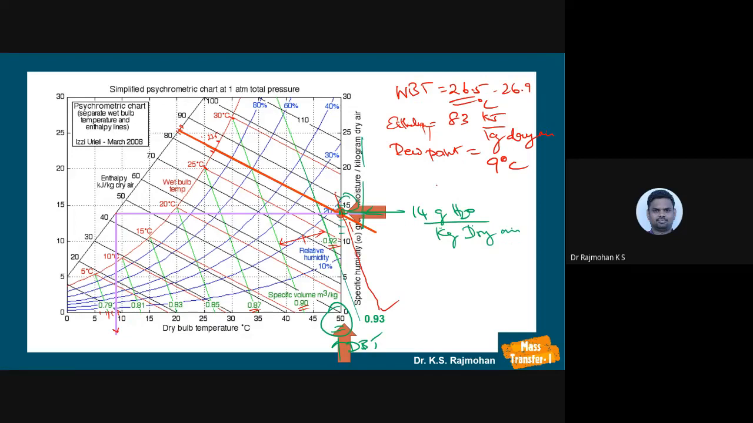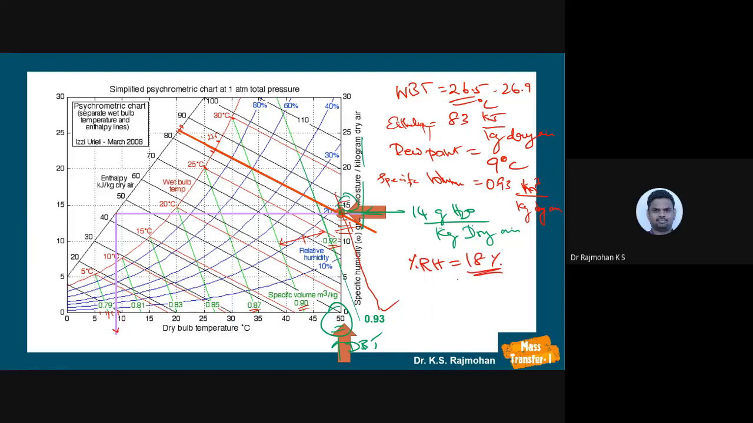So the specific volume is equal to 0.93, whatever the unit, meter cube per kg dry air. Whether it is asked or not, I am explaining all the points. Okay, so relative humidity, if you look here, this is 10, this is 20. Half of it is 15. 16, 17, 18, 19, 20. So we can say 18. Relative humidity is 18%.